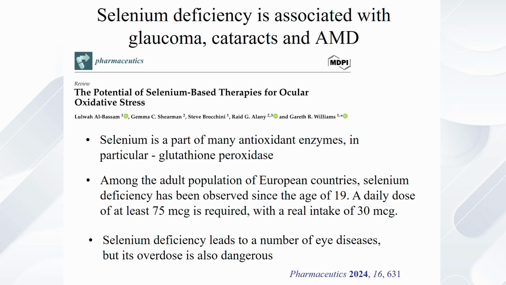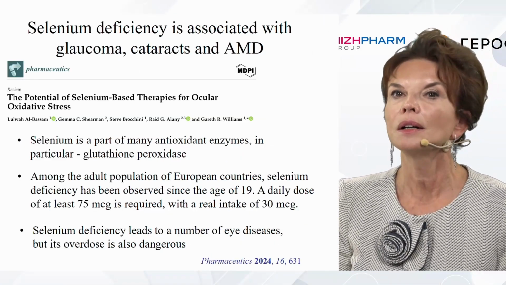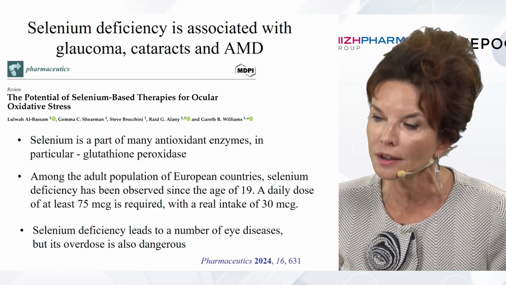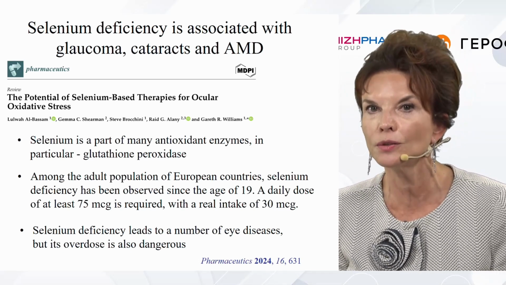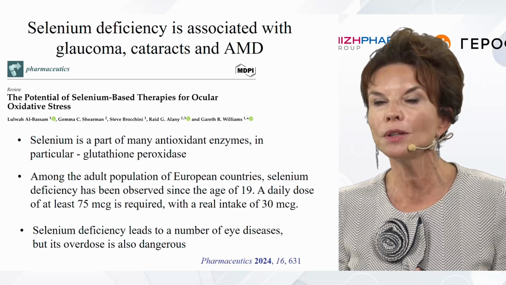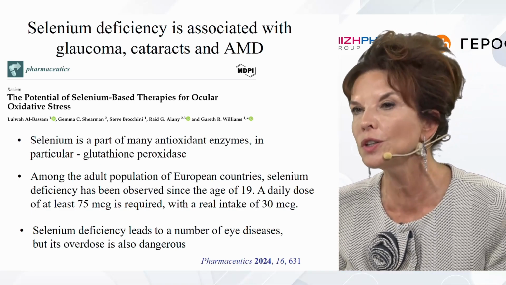These were experimental studies. Another important antioxidant or element which is in short supply in our ration, and in European countries, this shortage occurs at 19 years of age, and there should be a need of the dose of 75 micrograms with the real intake of only 30 micrograms. That's selenium. But if there is a lot of selenium that can lead to selenium cataract, there are data that selenium can lead to the progression of glaucoma.